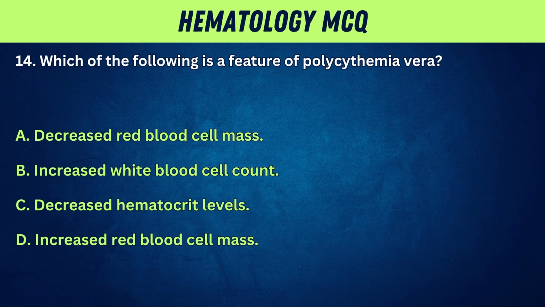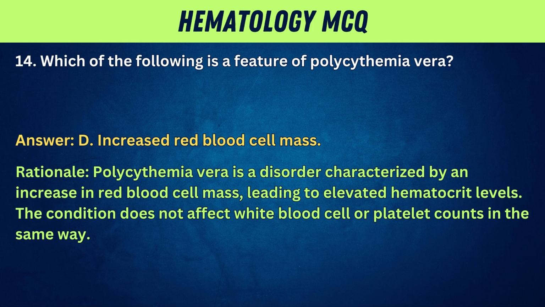14. Which of the following is a feature of polycythemia vera? A. Decreased red blood cell mass. B. Increased white blood cell count. C. Decreased hematocrit levels. D. Increased red blood cell mass. Answer. D. Increased red blood cell mass.